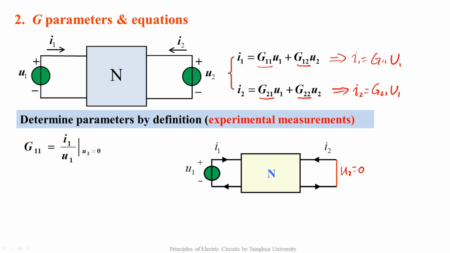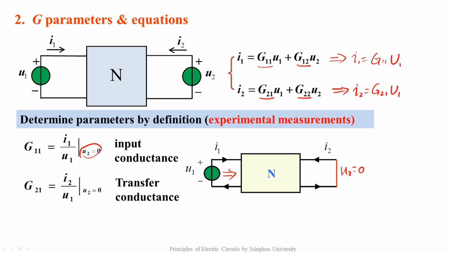Express relations by expressions. G11 equals I1 over U1 when U2 is 0. Because I1 and U1 belong to the same port, G11 is called the input conductance of port 1. G21 equals I2 over U1. Because I2 and U1 don't belong to the same port, G21 is called the transfer conductance.